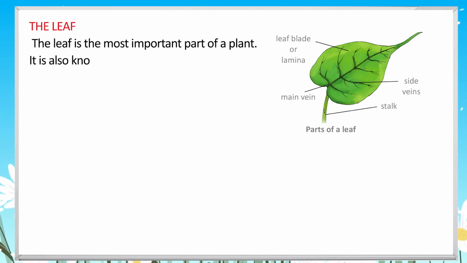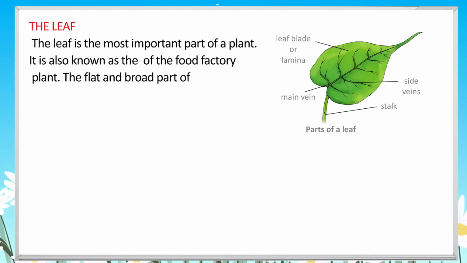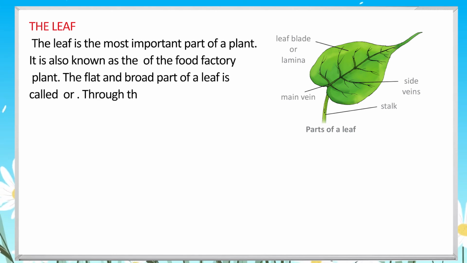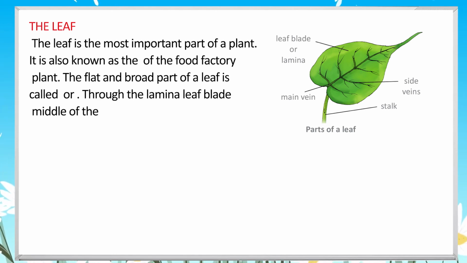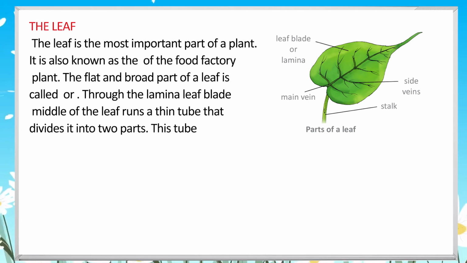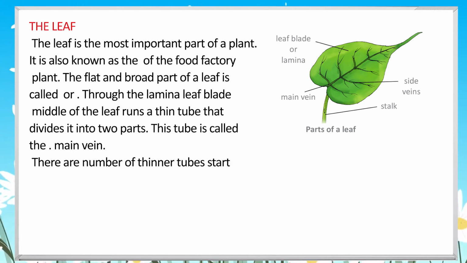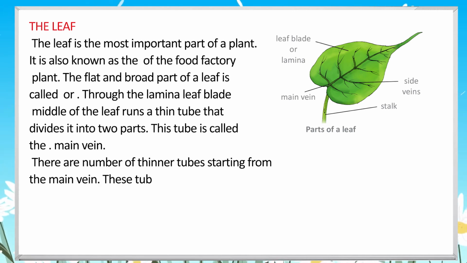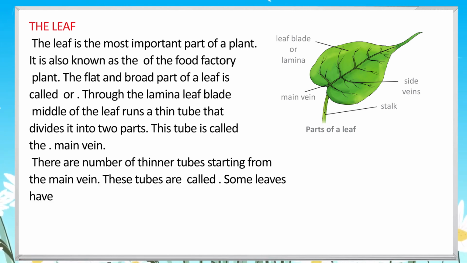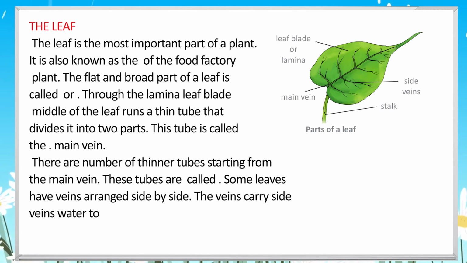The leaf. Parts of a leaf: leaf blade or lamina, main vein, side veins, stalk. The leaf is the most important part of a plant. It is also known as the food factory of the plant. The flat and broad part of a leaf is called lamina or leaf blade. Through the middle of the leaf runs a thin tube that divides it into two parts. This tube is called the main vein.